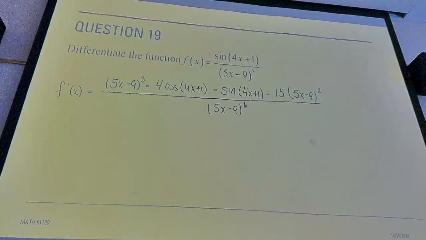Can you clarify on that 15 there? So did you hear what he said the derivative was? 3 times 5x minus 9 squared, and then times 5. All right, so power: bring down the power, subtract 1. That's where the 3 times the function squared comes from. Now what's the derivative of the function? What's the derivative of 5x minus 9? Oh, yeah, that's where the times 5 comes from. Got it.